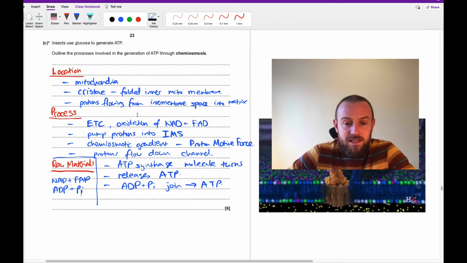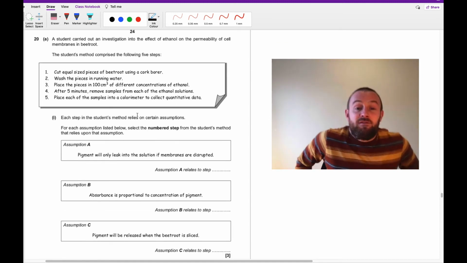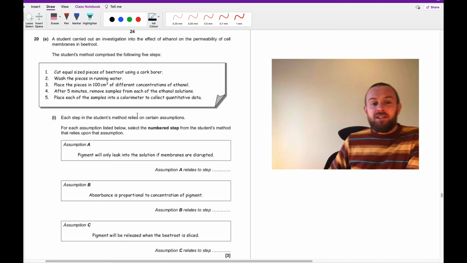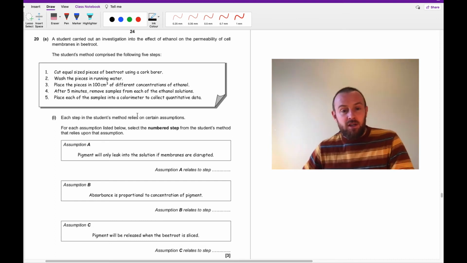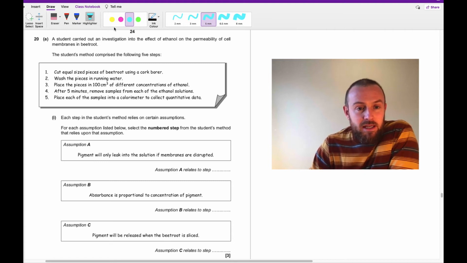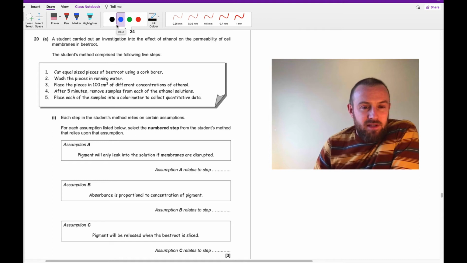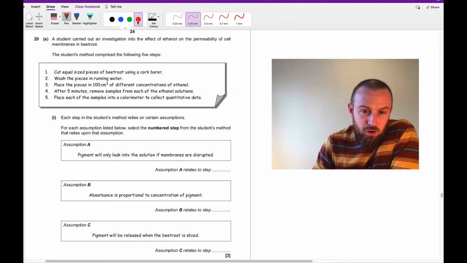Okay, let's keep going. All right, 20. A student carried out an investigation into the effect of ethanol on the permeability of cell membranes in a beetroot. The student's method comprised the following steps. Okay, with this type of question, immediately I'm thinking some of these steps are going to be incorrect or they're going to miss some steps. So I want to read these steps with a critical eye.